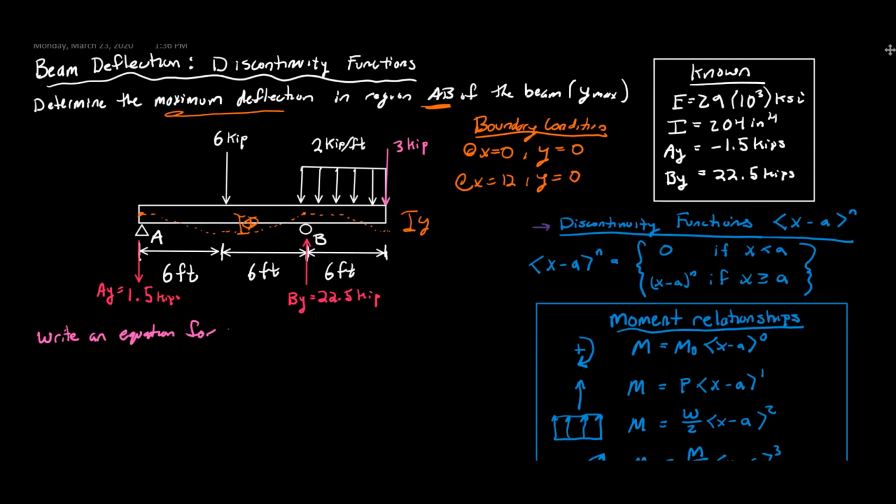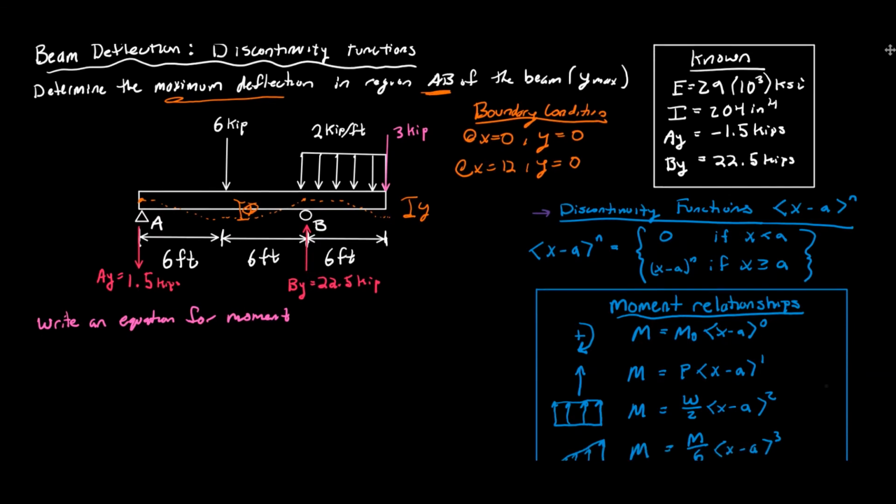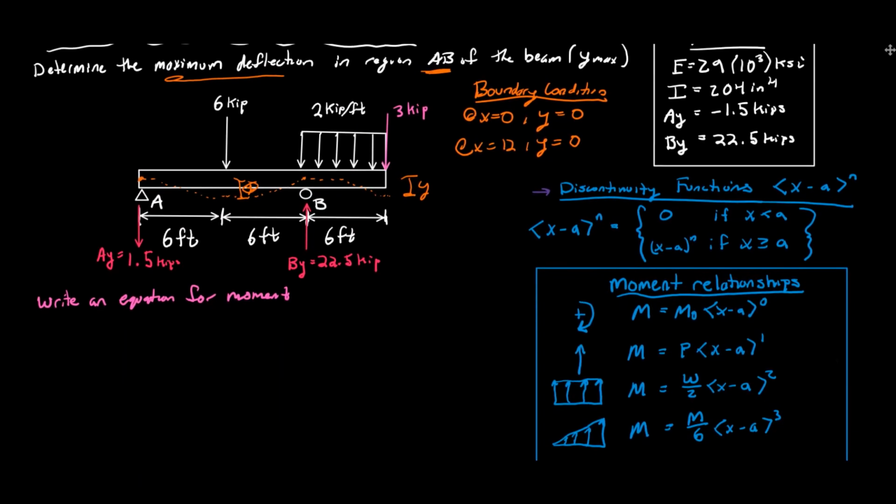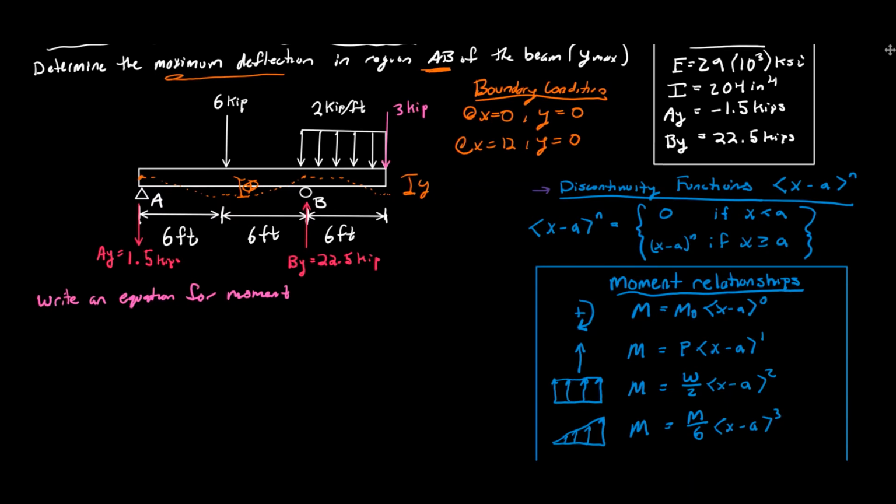So I made this chart on the right here that's like a cheat sheet. It lists what the different types of loads are going to be. If we have just a couple moment somewhere, we can write that the moment is equal to the couple moment times x minus a to the 0 power. So that's just going to go to 1. So basically our moment is equal to our moment. That makes sense.